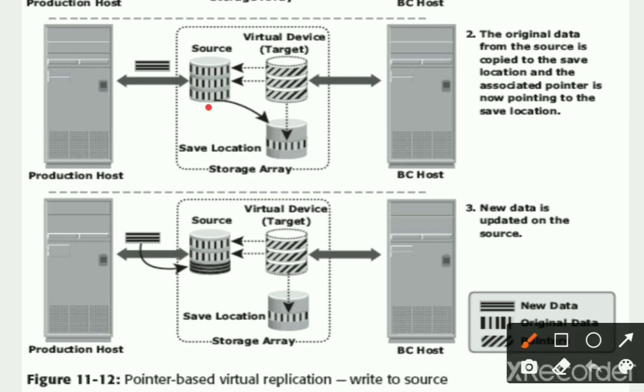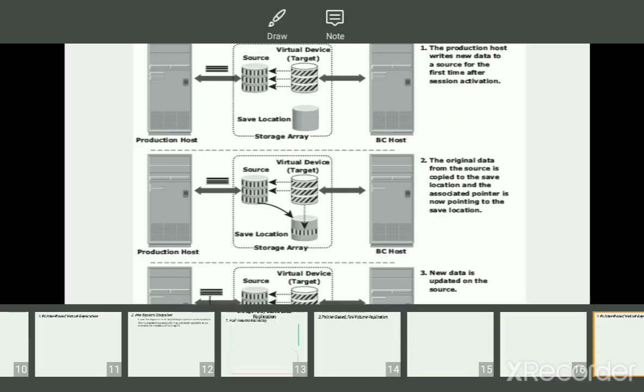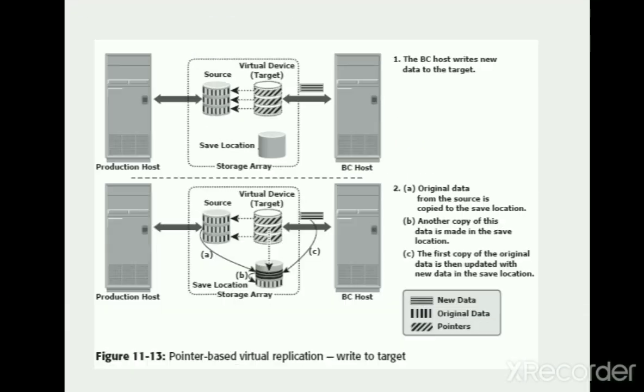that means as the data is already moved to the save location, new data can be updated to the source. So this way, in the pointer based application using write to the source, the data is copied, and as this new data is not copied to the save location, there is no pointer pointing to that one. Okay, so this was about the pointer based virtual replication.